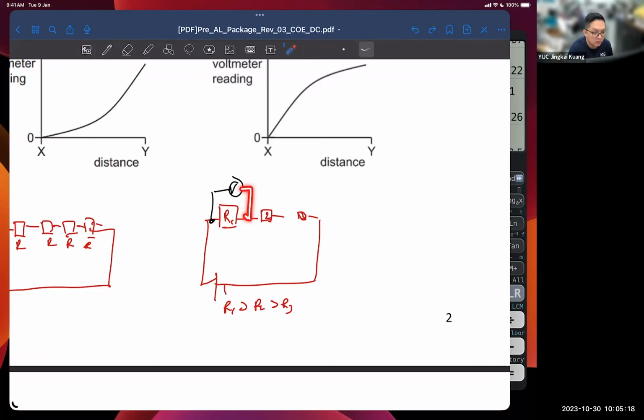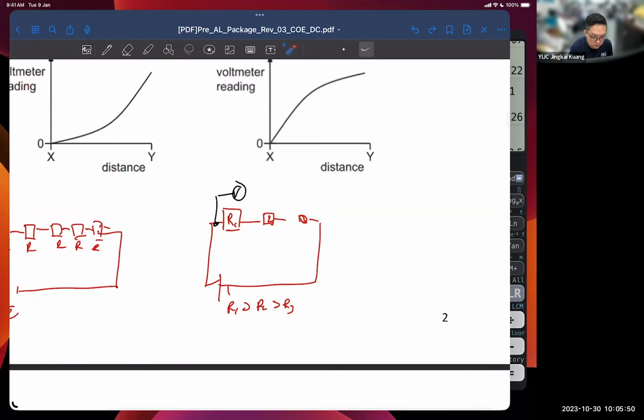a certain potential difference. When I tap the next one, like this, I will get an increase in the potential difference, but the increase is not going to be proportional to the first one. So if this one gives you a reading of V1, this one will not give you a reading of 2V1. This will not give you a reading of 3V1. The increase is not proportional here.